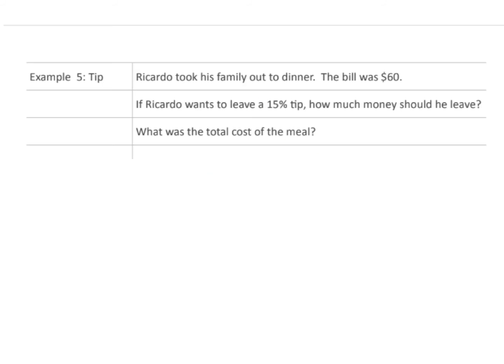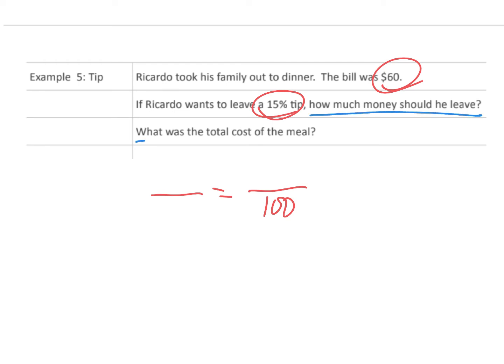Okay, let's talk about a tip. Example number 5. Again, still starting out with the percent proportion. Ricardo took his family out for dinner. The bill was $60. If he wants to leave a 15% tip, how much money should he leave? So there's our first question. How much money should he leave? The second question is, what was the total cost of the meal?